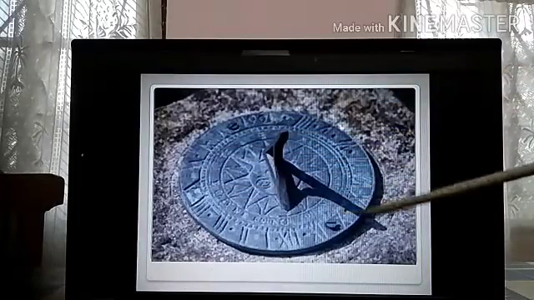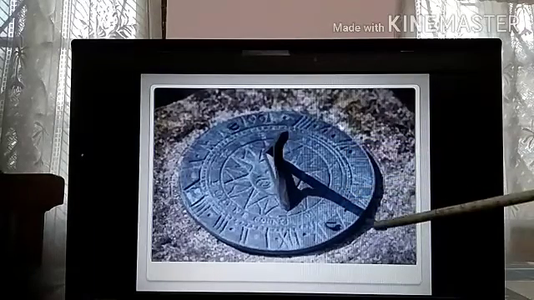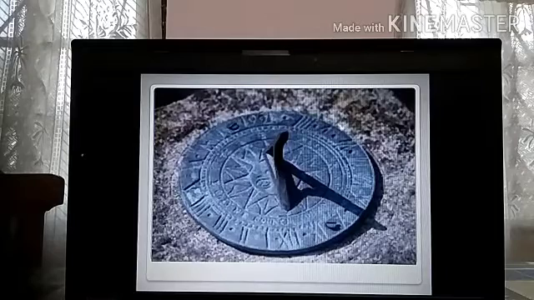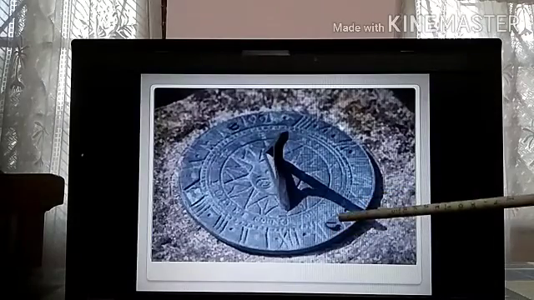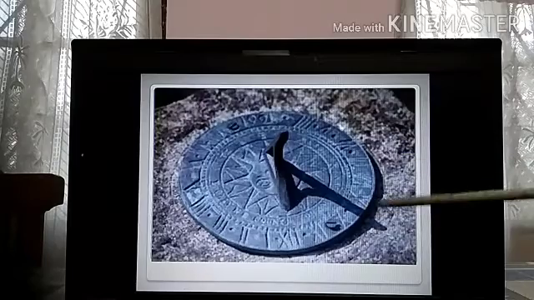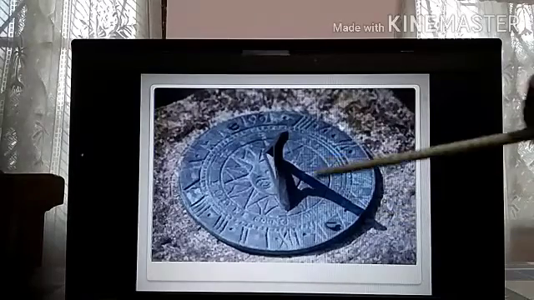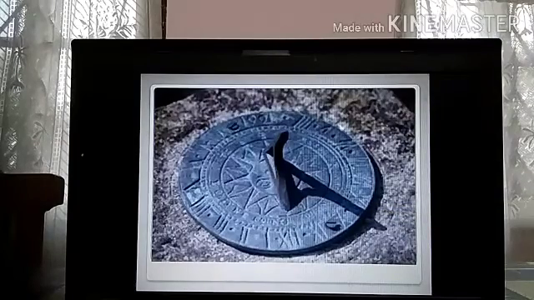When the shadow of the stick is cast, according to the position of the shadow, the time of the day can be said. If the position of the shadow is here, suppose this is 10 o'clock, this is 9 o'clock, so between 9 and 10, it should be 9:30 or 9:20, that way. According to the position of this shadow, you can say what is the time.